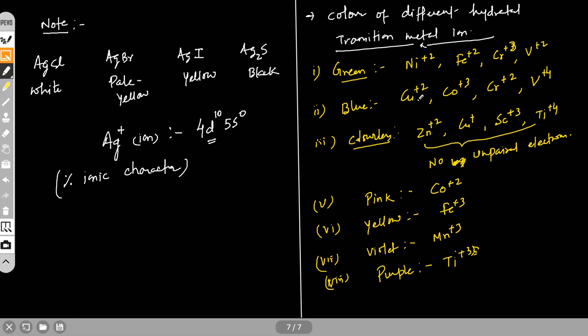And among all these, the important ones: all the colorless ones are important. Ni2 plus is important, Fe2 plus, Cr3 plus, Cr2 plus, Cu2 plus, Fe3 plus.